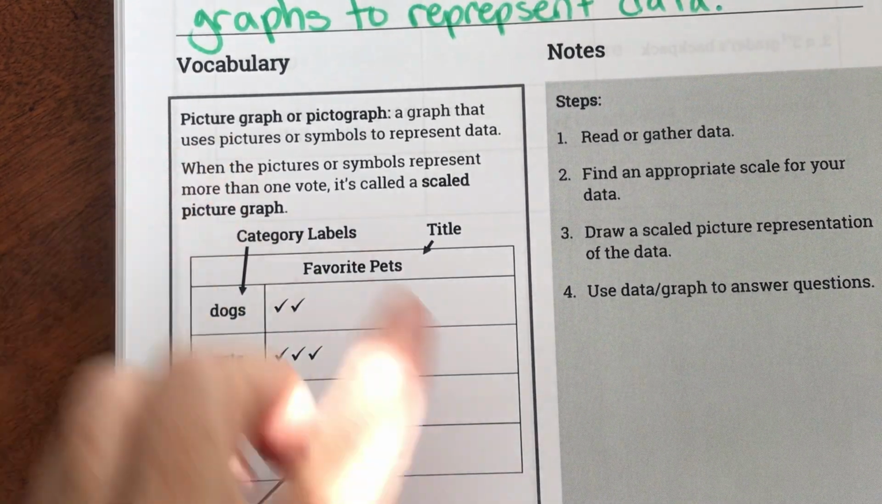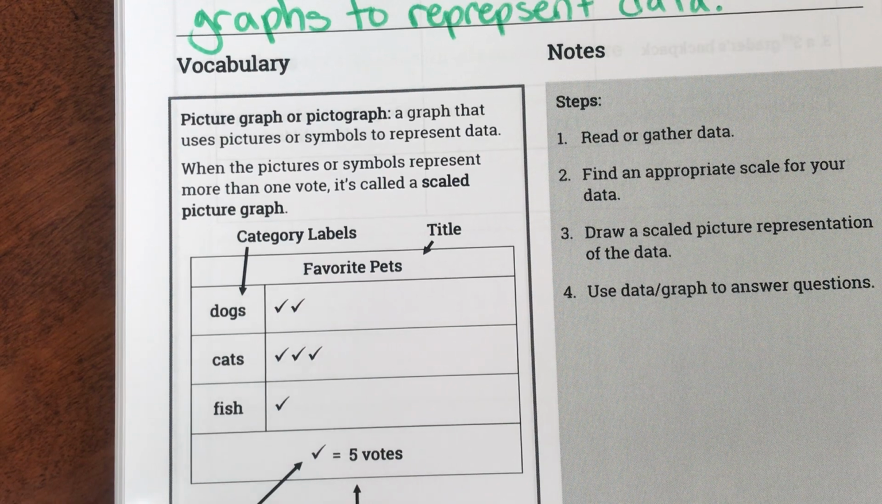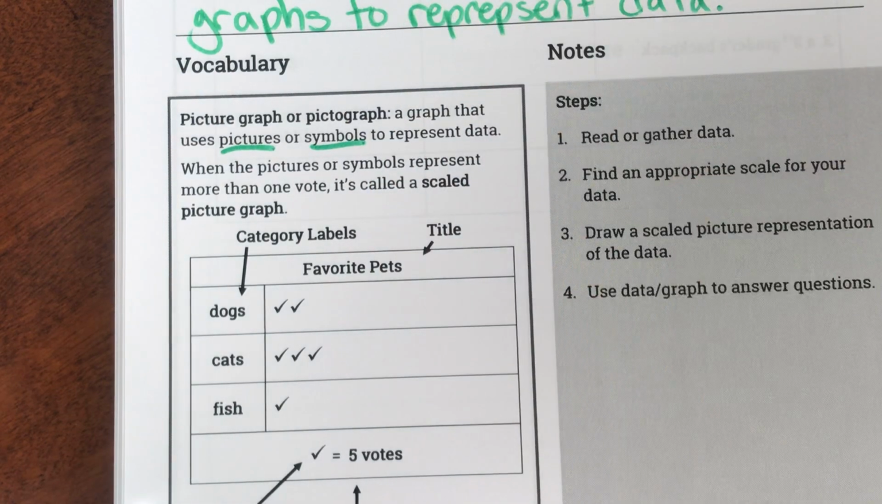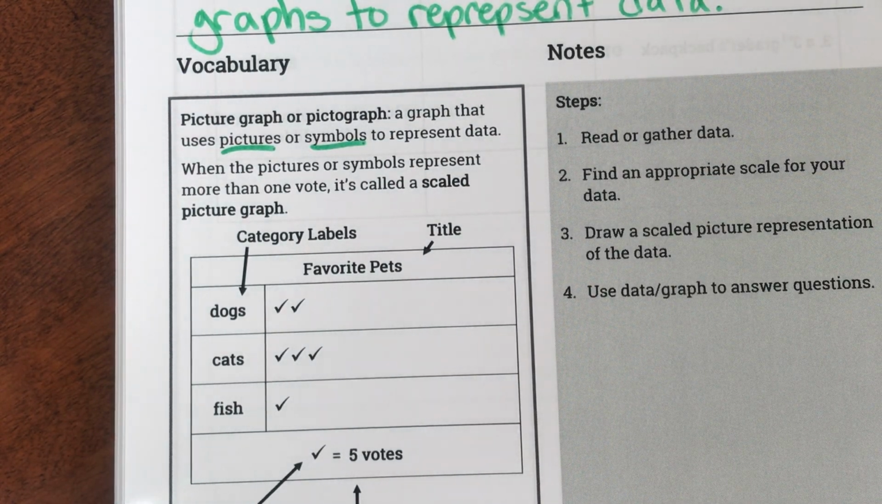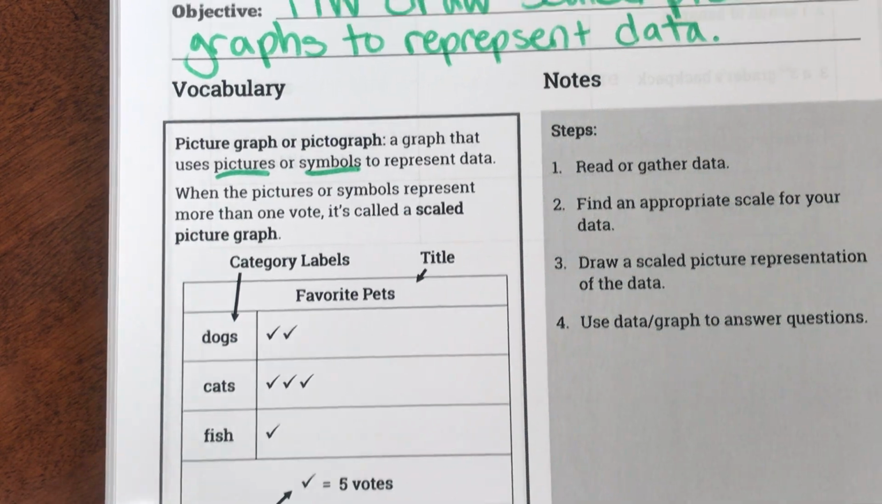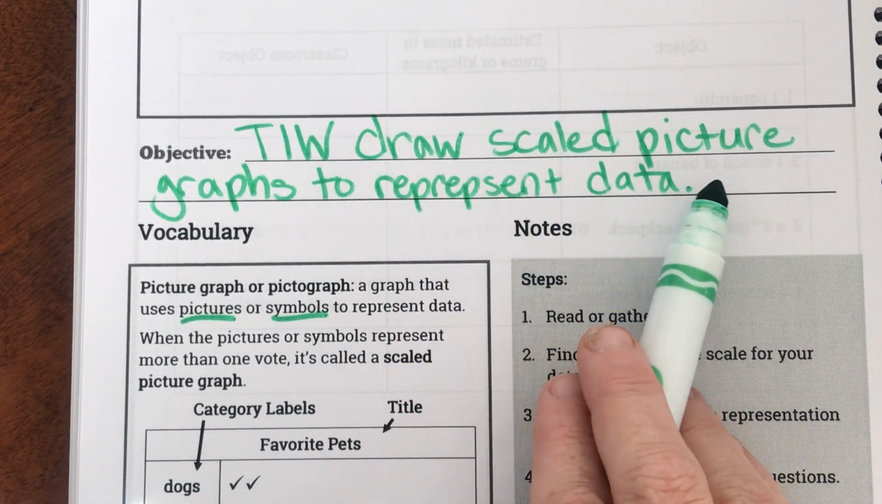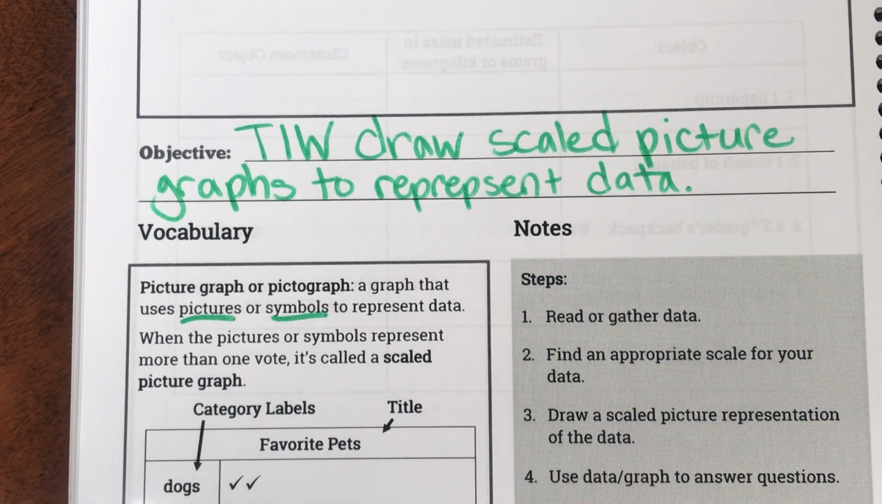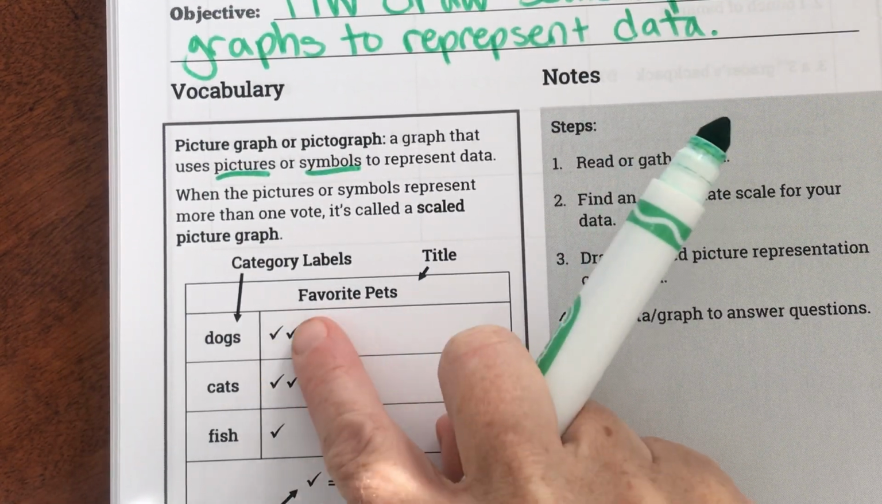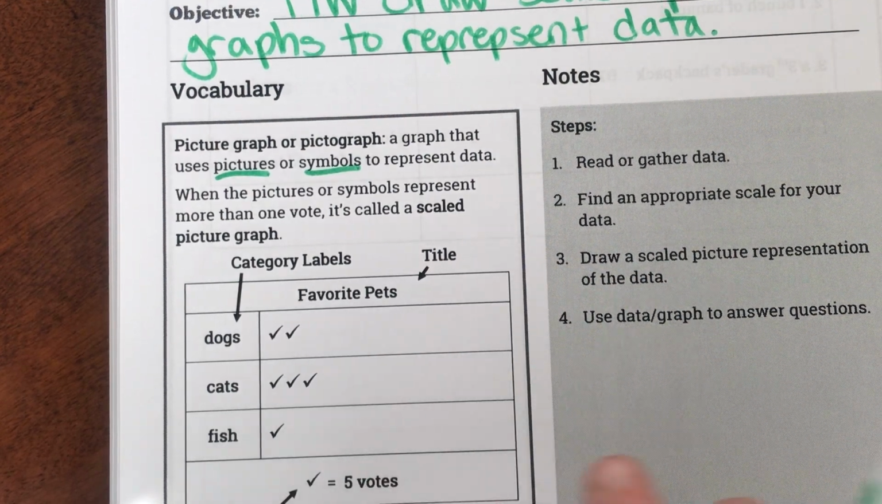So up here in our definition it says, a pictograph is a graph that uses pictures or symbols to represent data. The older you get, you're going to go more from pictures into the symbols. When the pictures or symbols represent more than one vote, it's called a scaled pictograph. So that's where the scaled part of our goal comes in. We're going to draw scaled pictographs because each of our symbols or pictures is going to represent more than one thing.